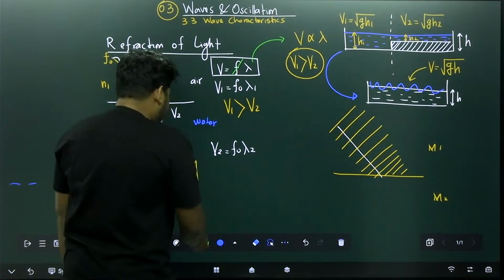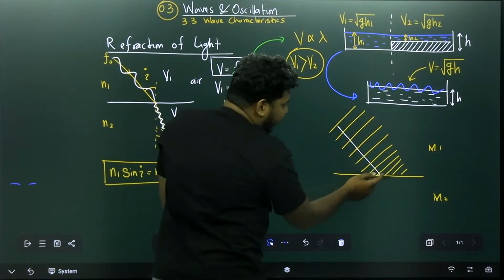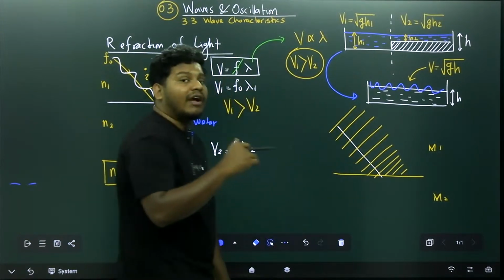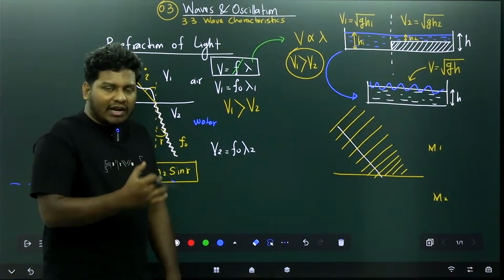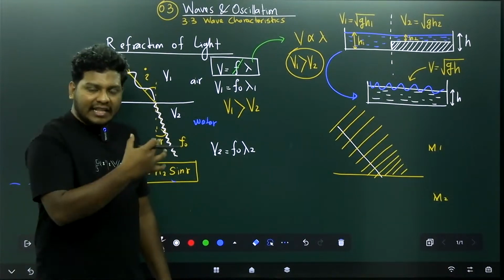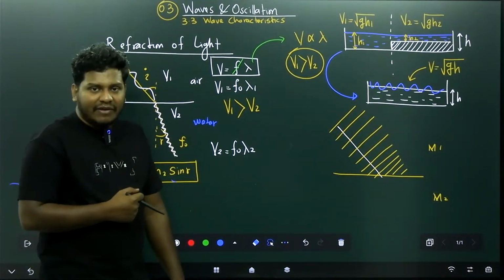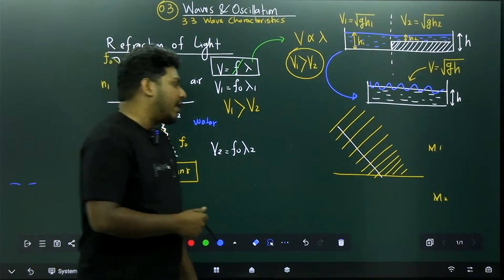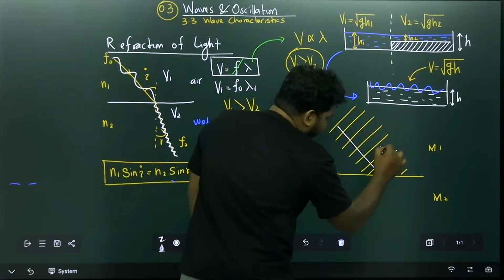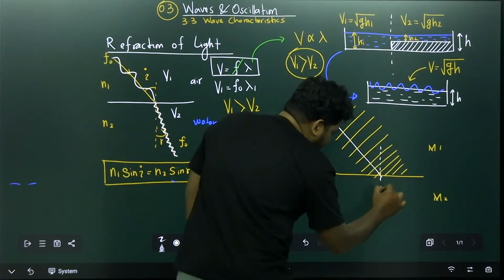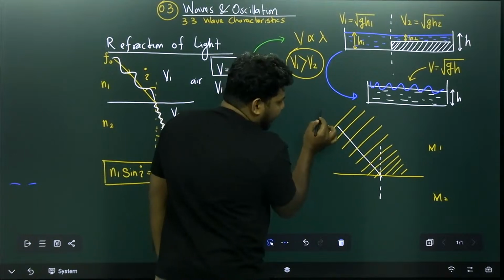Okay, like this. So the parallel wave fronts are coming. This is the different medium. What will happen here is, guys, the refraction will happen. When the refraction happens, this is the pathway of the parallel wave fronts.